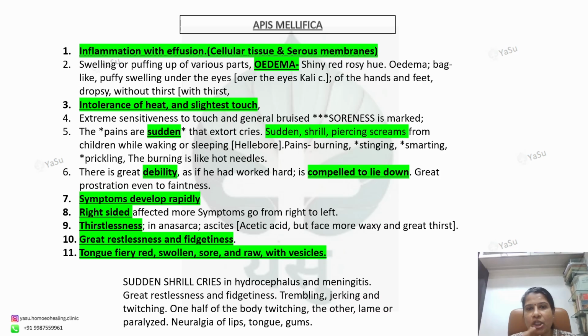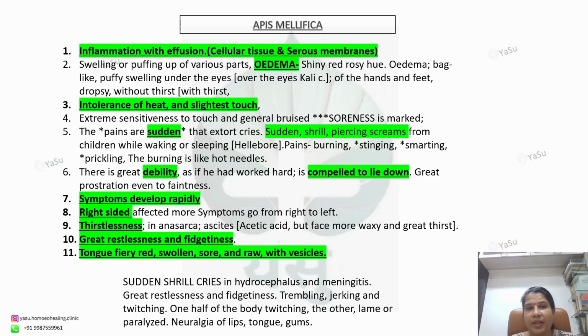कैसा appearance रहेगा? Shiny red rosy hue and bag-like swelling under the eyelids and of the hands and feet, and dropsy without thirst. Now, intolerance of heat and slightest touch. Patient cannot allow you to even touch him, as well as with the slightest heat the patient will not be able to tolerate. Extreme sensitiveness to touch and general bruised soreness is marked.